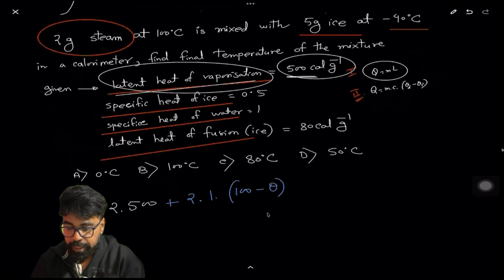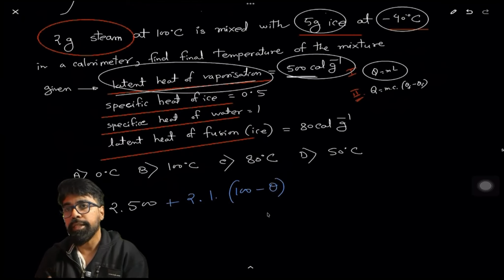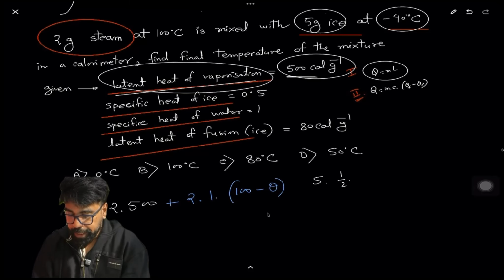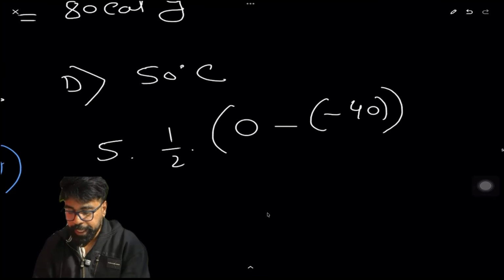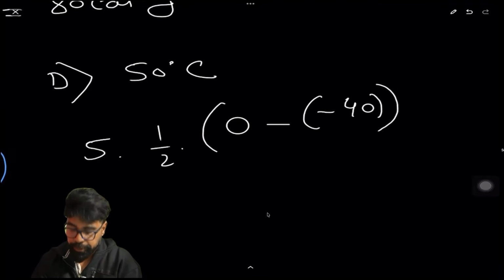Now, ice is of mass 5 gram and it is at minus 40 degrees Celsius. After absorbing the heat the steam has lost, this ice will become ice at 0 degrees Celsius. So how much heat must the ice absorb to become ice at 0 degrees Celsius? The equation will be: mass of ice is 5, specific heat is half, final temperature is 0 and initial temperature is minus 40. Remember, in case of heat gain, you always write the final temperature first and then the initial temperature.